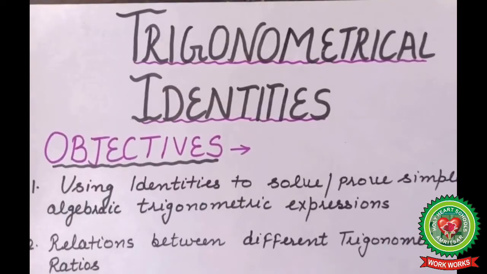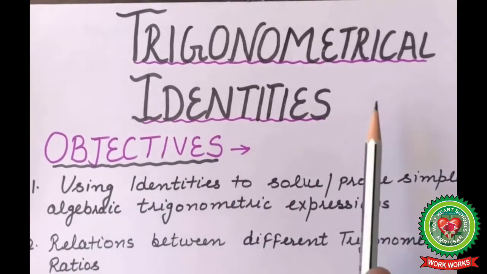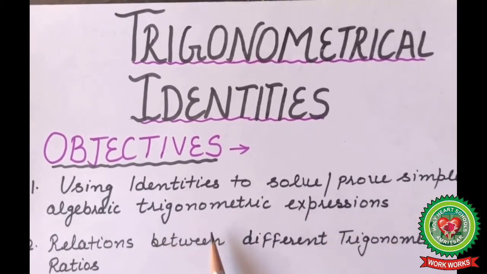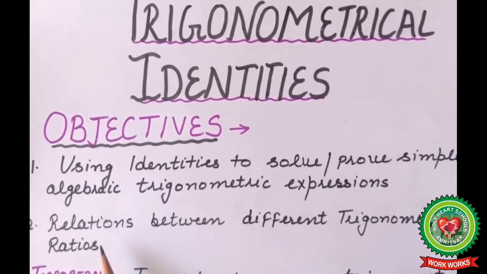Hello students. Today we are going to start with the topic trigonometrical identities. But before starting with the topic, let us discuss the various objectives of this topic. The first objective is using identities to solve or prove simple algebraic trigonometric expressions. Number 2, relations between different trigonometric ratios.